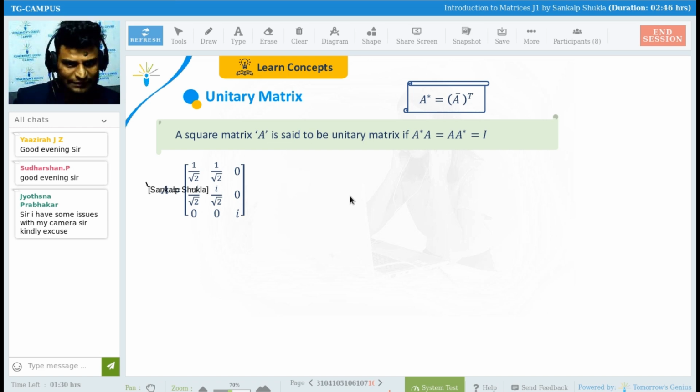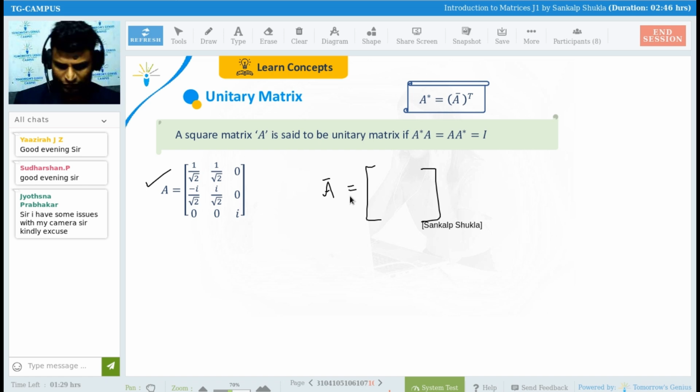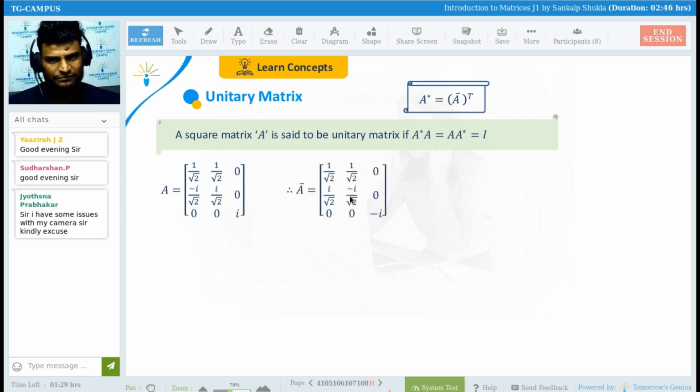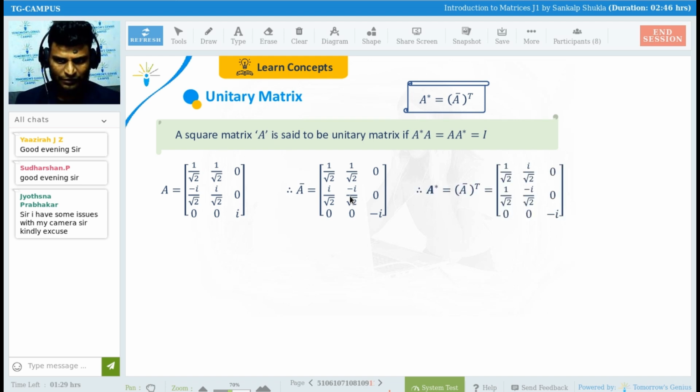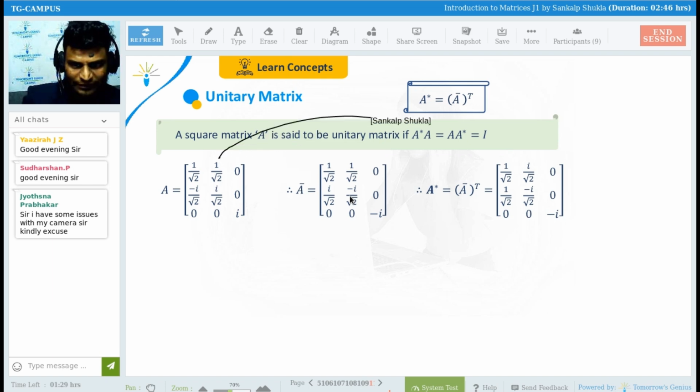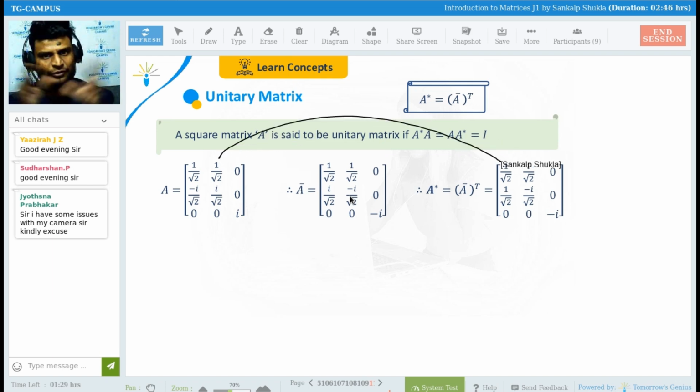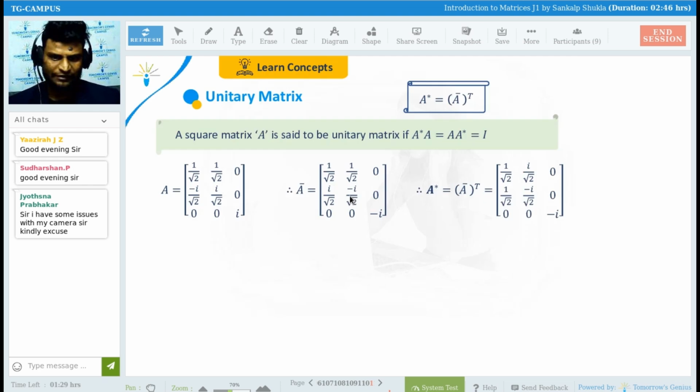See, now suppose this is the A matrix. First, we have to take the conjugate of this matrix. When we take the conjugate, this will be this. Now I have to take the transpose also. So now the conjugate will be this. Now I have to multiply these two matrices, and if the product is I, then it is said to be a unitary matrix.